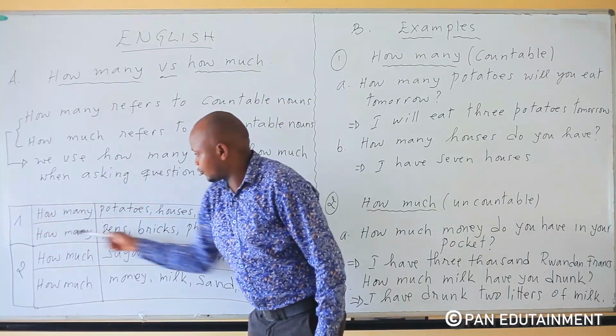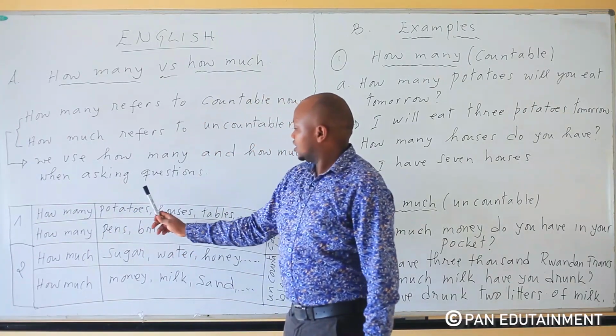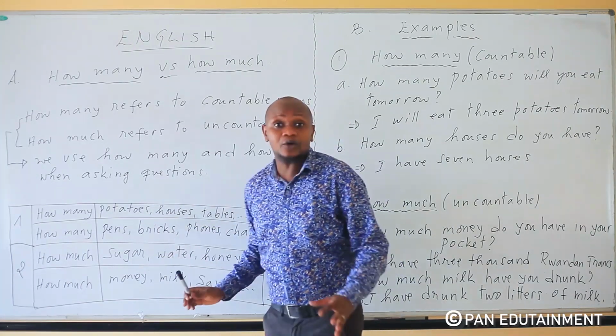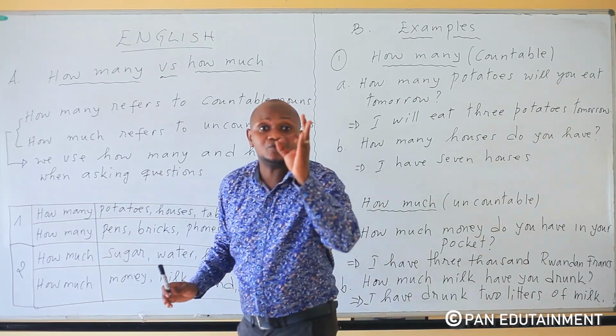This is number one. For how many? We have like 1, 2, 3, 4, 5, 6, 7. These are 7 nouns. Countable nouns.